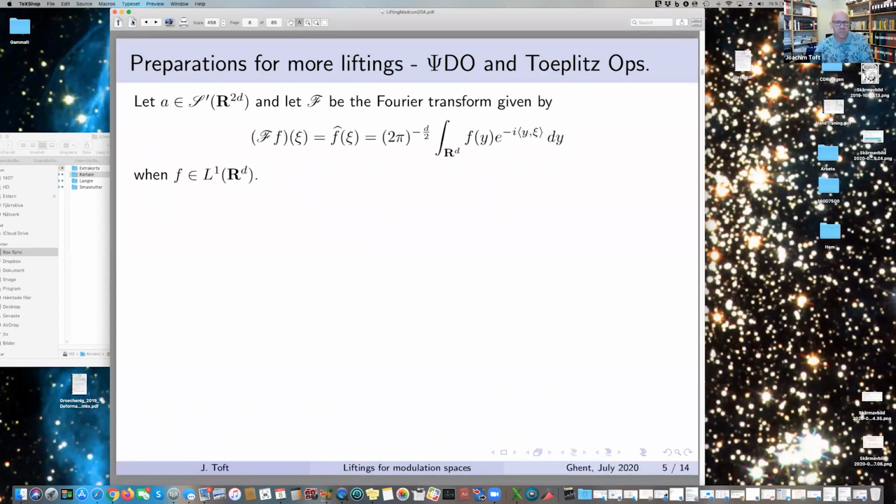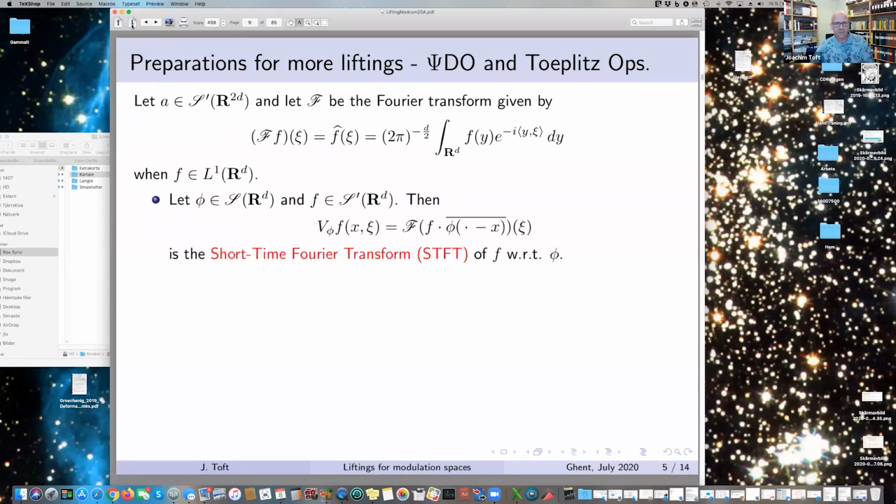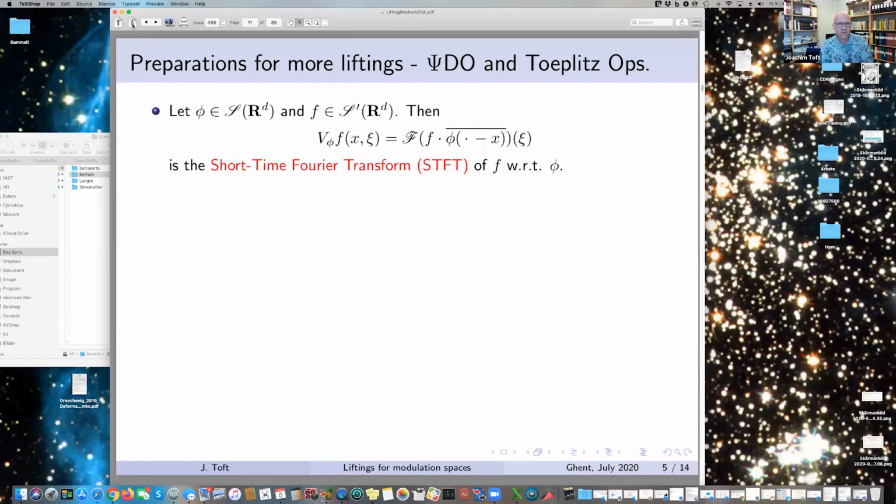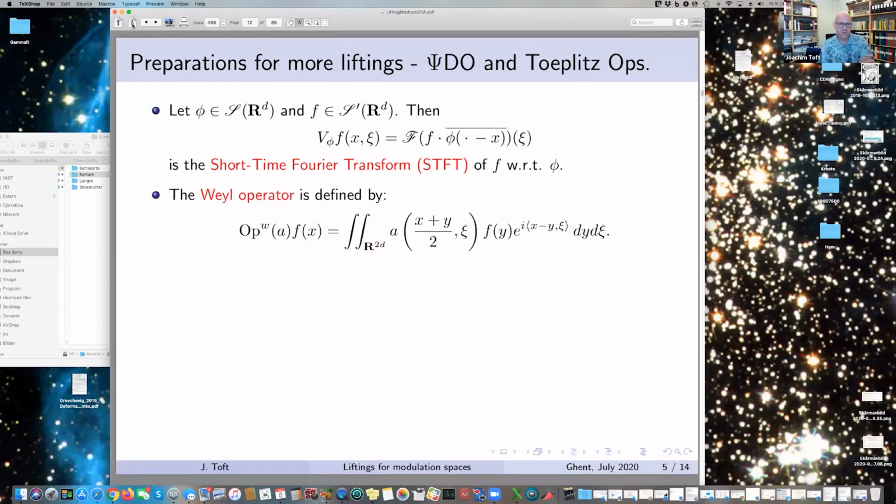In order to prepare this, we need some concepts. We need a Fourier transform. We need a short-time Fourier transform, defined in this way. Then we also should look at pseudo-differential operators. In this situation, it is convenient to look at Weyl operators.